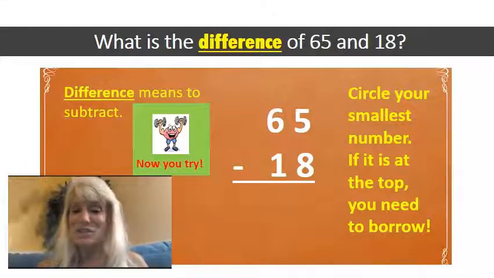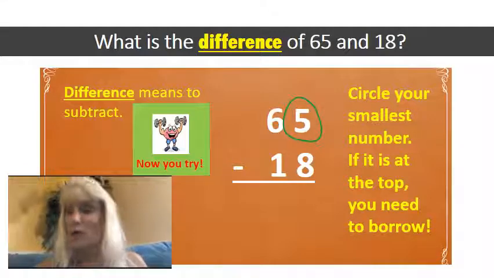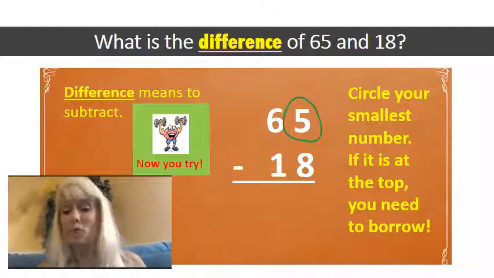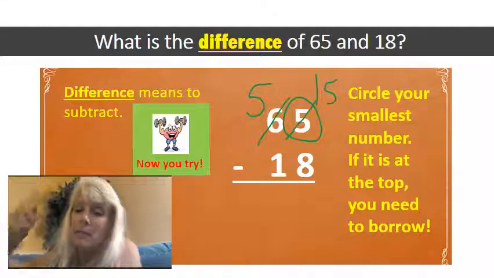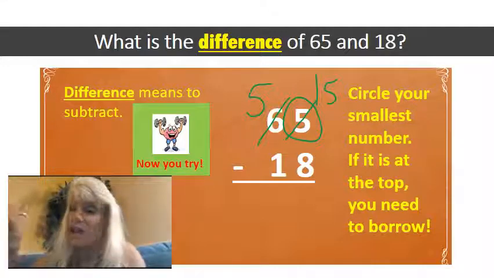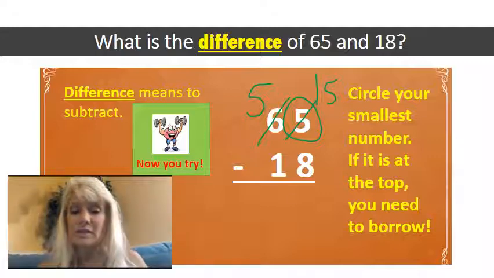Okay, did you circle the smallest number? Uh-oh, it's at the top. That means I'm going to have to go next door and borrow from the 10s. This becomes a 5. My 5 becomes a 15. I'm going to pop an 8 in my hand. 8, 9, 10, 11, 12, 13, 14, 15, which gives me 7.